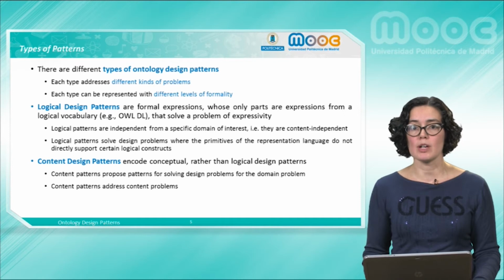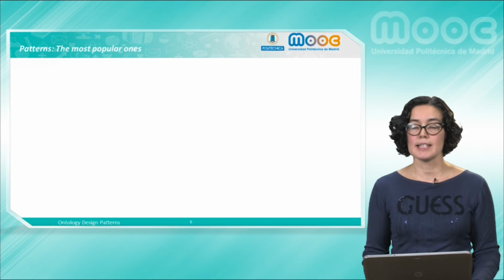Another example are the content patterns. They solve problems of the domain, medical domain, bibliographic domain, among others. It is worth mentioning some of the most popular patterns in the ontological engineering field.